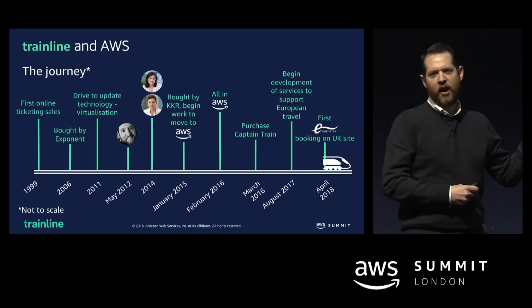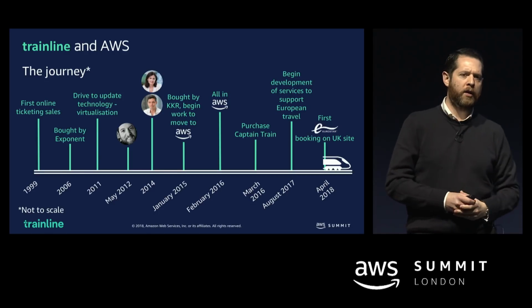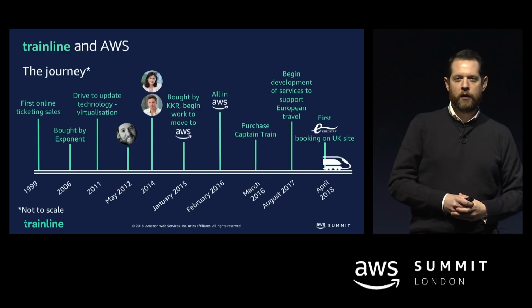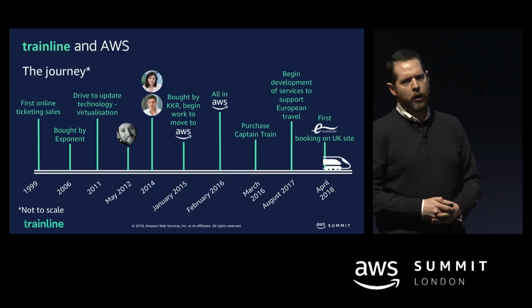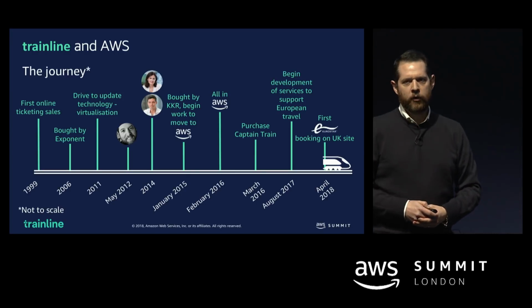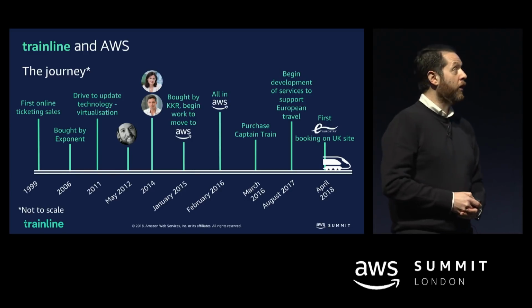We were very much just a rail company that happened to do online rail ticketing. And that was not a very interesting place for them. They'd much rather run the actual train stock. Exponent bought us, and we kind of grew along with the rail market, but we didn't really invest in that technology. The first technology update came in about 2011 when we moved to virtualization.